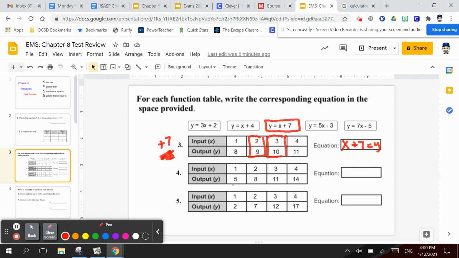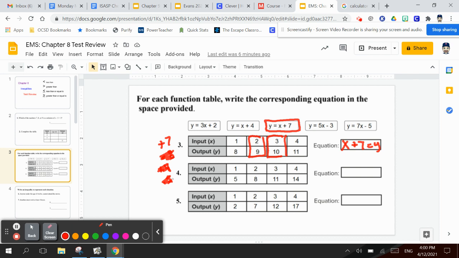If I look at number 4, I have 1 to 5, which is 4. I add 4, or I'm multiplying by 5. 2 plus 4 is 8? Nope, that one doesn't work. 2 times 5 is 8? Nope, that one doesn't work. So I know that neither one of those has to work.